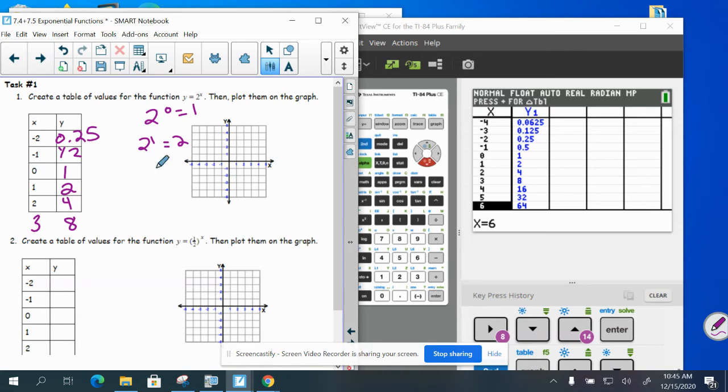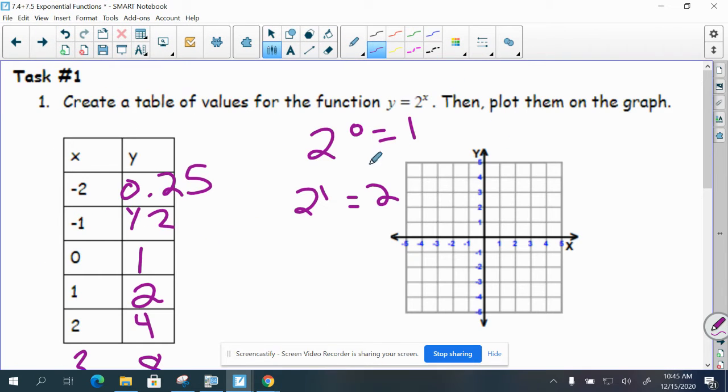All right, so then let's plot these points on our graph. So at -2, we're at 0.25. At -1, we're at 0.5. At 0, we're at 1. And then we have 1, 2. And then we have 2, 4. And then we have 3, 8, which normally we wouldn't plot since it's not on the graph, but we will here. And then you very carefully draw it on your graph.